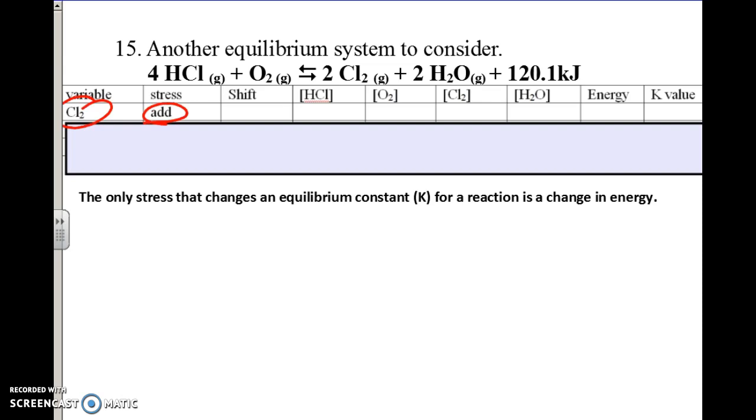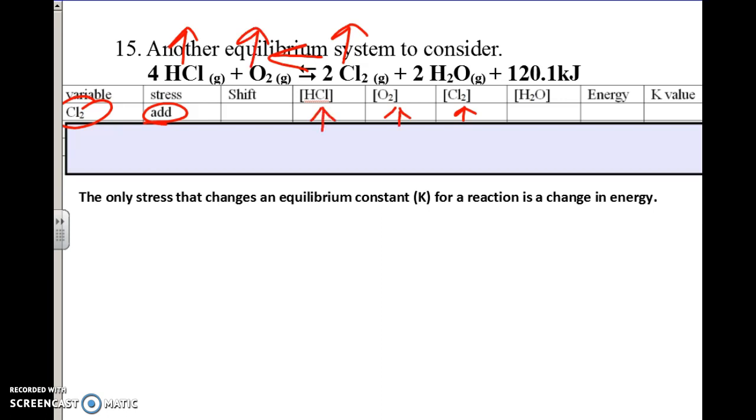So if we add chlorine gas, it has to increase. There's just no way about it. Whatever you add is going to increase. So if we add chlorine gas, the reaction should shift to try to use up chlorine gas, which means it's going to shift that direction. That's going to make our amount of hydrochloric acid go up. It's going to make our amount of oxygen go up. So oxygen goes up and HCl goes up.